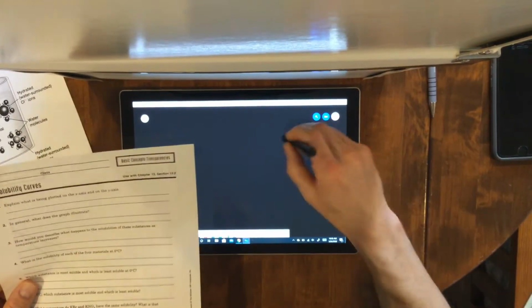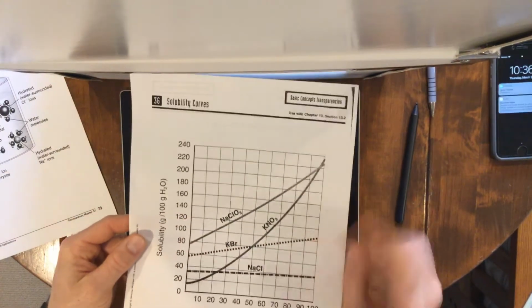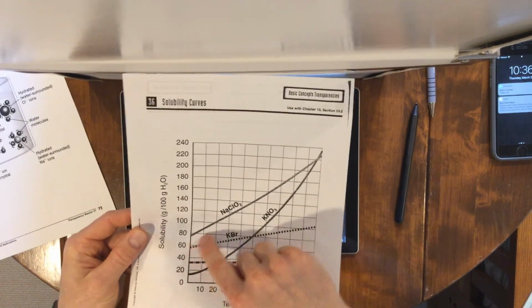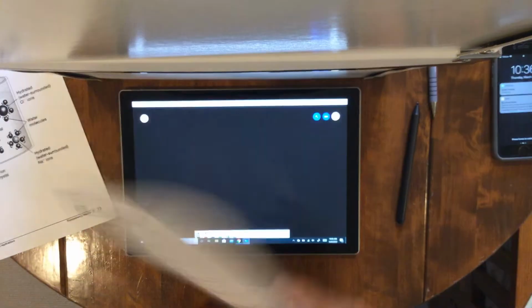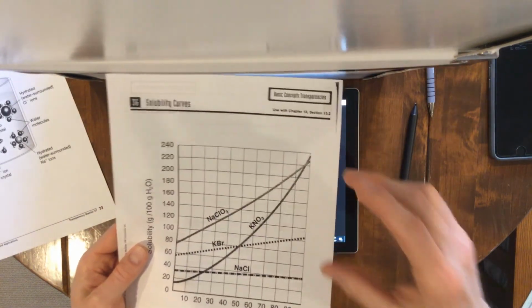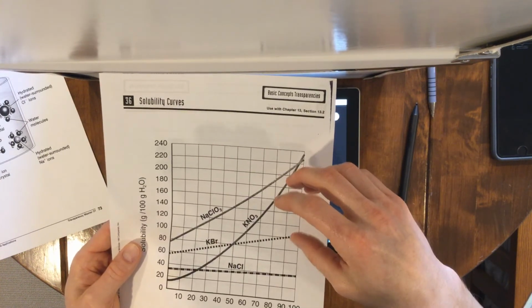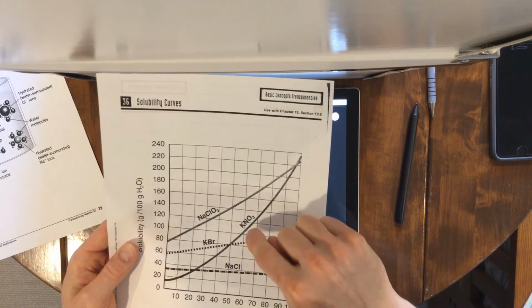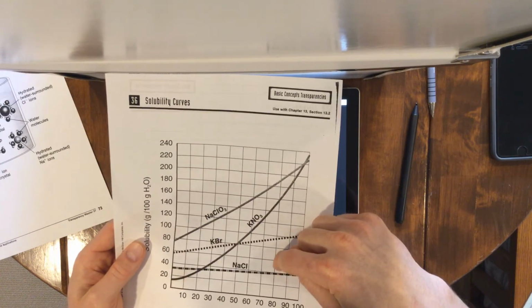Okay, this one. What is being plotted on the X and Y axis? X is temperature, Y is solubility, meaning how much you can dissolve at a certain temperature in a certain amount of water. What does this illustrate? As temperature increases, the solubility goes up. What does that mean? It means you can add more of that chemical to the water.